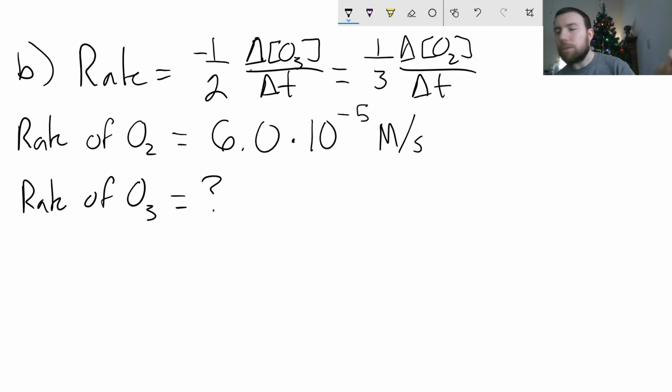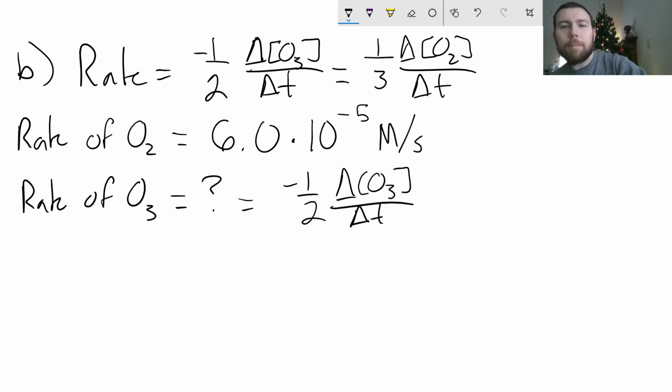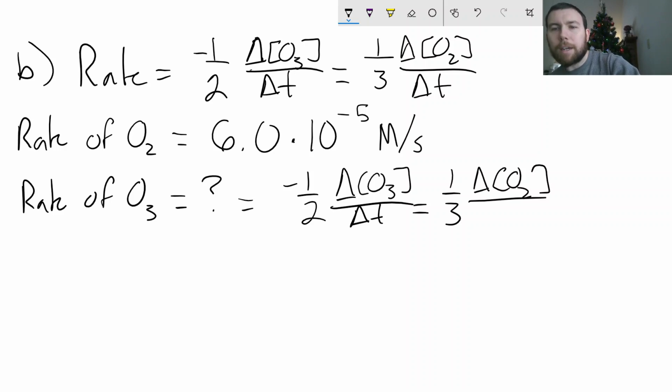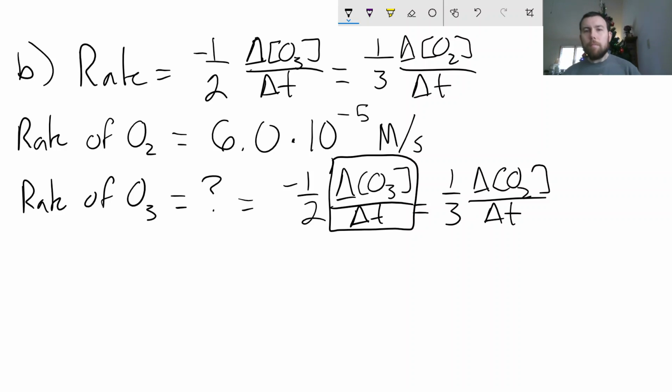So if we think about this, what we're saying is we essentially want it to be represented as: we got negative 1/2 change in concentration of ozone with respect to time equals 1/3 the change in concentration of oxygen with respect to time. Now, essentially what we want is to get this component by itself.